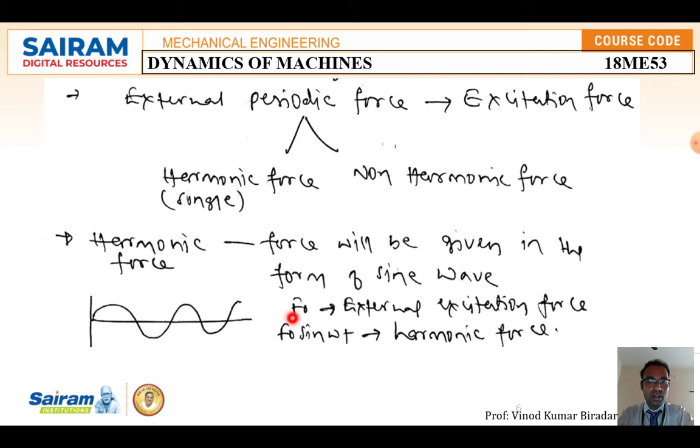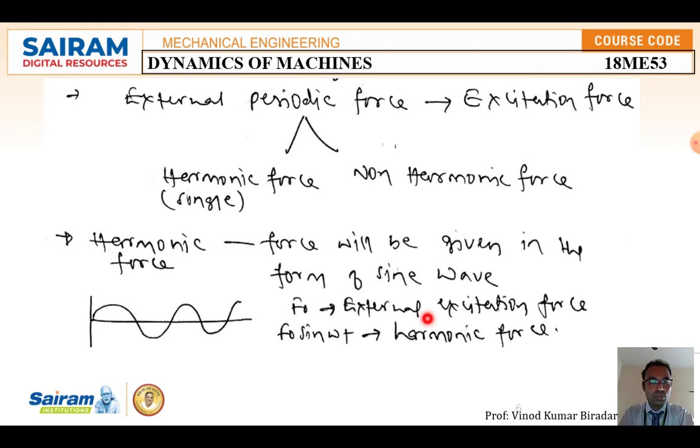F naught sin omega t is called a harmonic force. Why are we going to consider sin omega t here? Because the vehicle is moving in an up and down direction like this waveform. F naught is the external excitation force, in terms of sin omega t, and that is called a harmonic force.